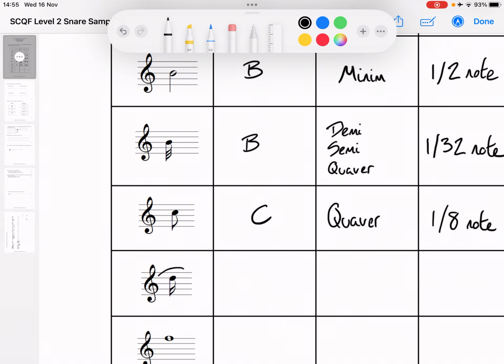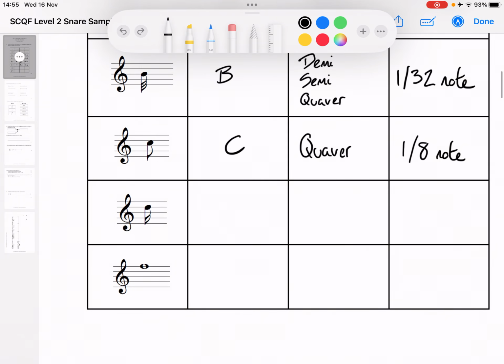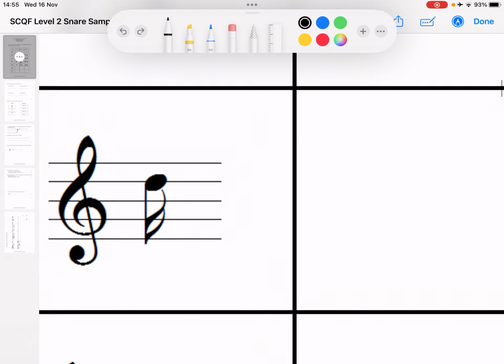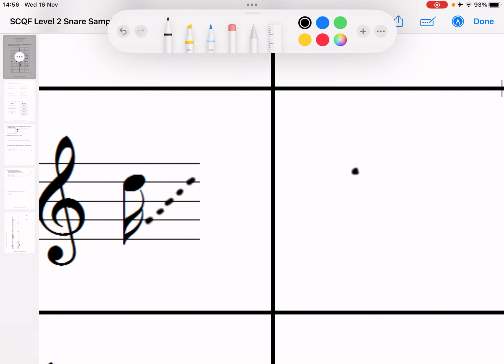Have we done this one before? I don't think so. Let's have a look. Nope. So we've not done that one. But let's have a look. We'll get the pitch name first. So G, A, B, C, D. And I'll just rub that out.